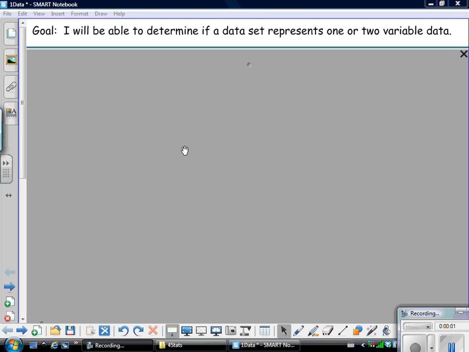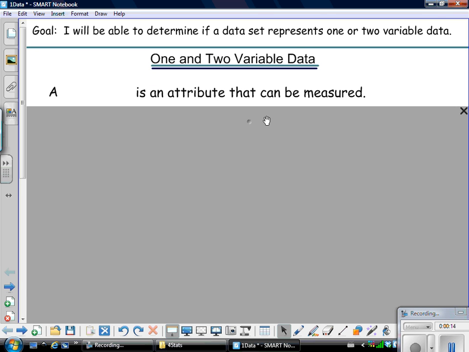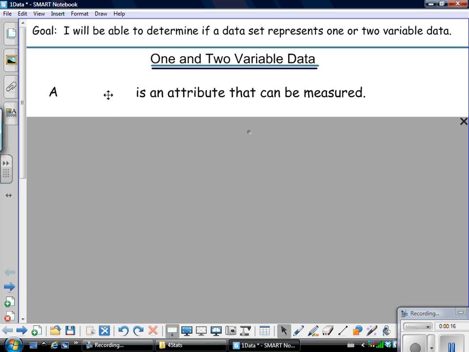Okay, the first lesson, our goal is to be able to determine if a data set represents one or two variable data. So what we need to understand first of all is exactly what is a variable, because we're talking about one or two variable data. A variable is an attribute that can be measured. It's something that can be measured.